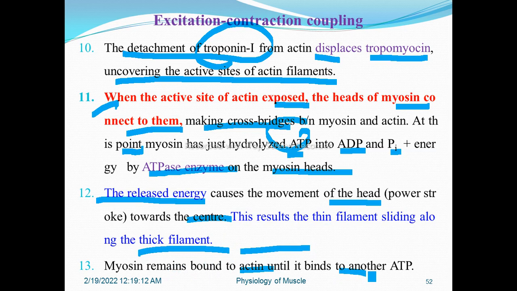If the head of myosin gets a new ATP, the relaxation process will occur, and then the steps will repeat themselves. So the myosin remains bound to actin until bound to another ATP. When the head of myosin is charged with a new molecule of ATP, it detaches from actin, leading to the relaxation phase.